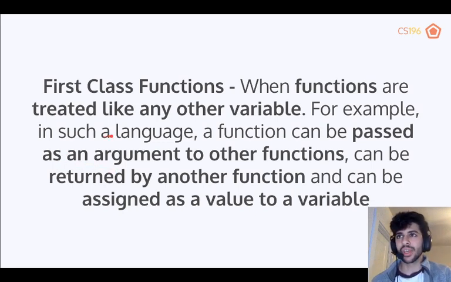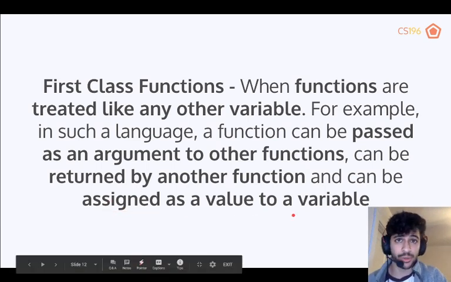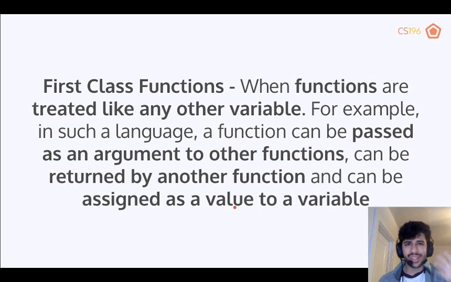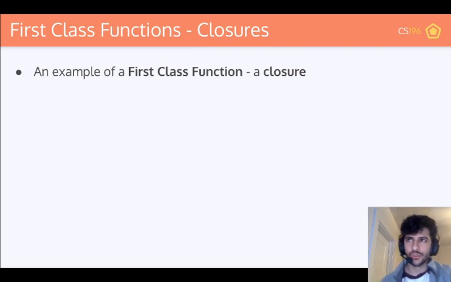So for example, in a language that supports first-class functions, a function can be passed around like an argument to other functions, it can be returned by another function, and it can even be assigned as a value to a variable. This is a little bit of a weird thing to wrap your head around. We're treating functions as if they were an integer or a string. We can pass them to functions, we can return them from a function, we can assign them to a variable. This is a bit weird, but we'll see why it's useful and how to help yourself wrap your mind around this concept.